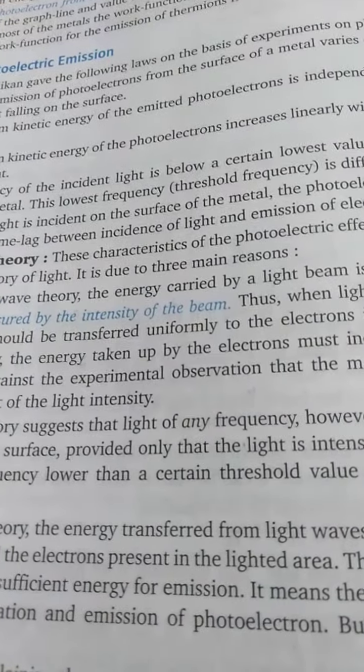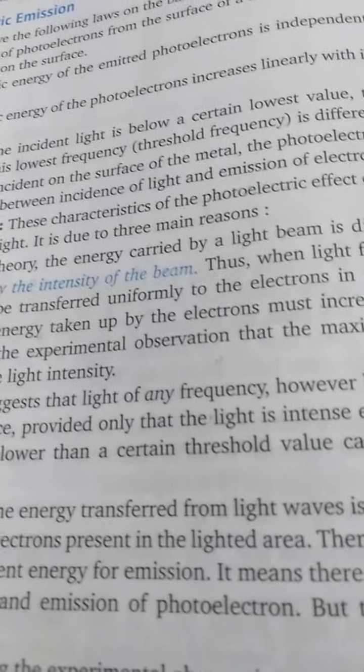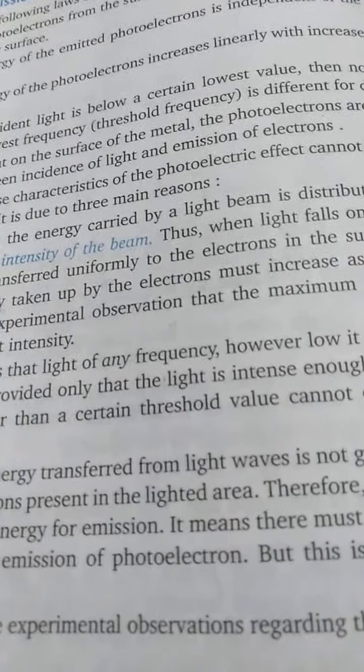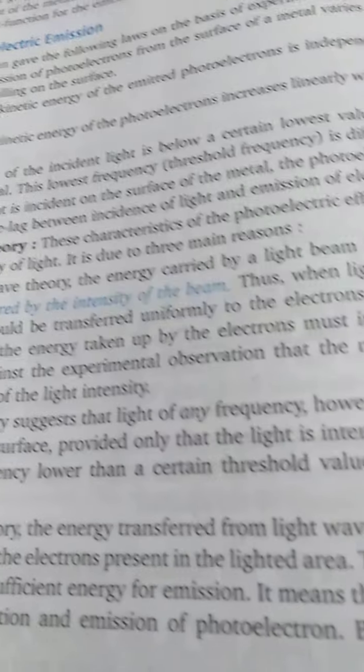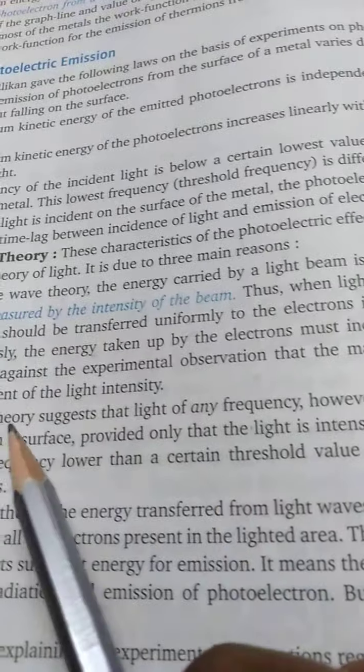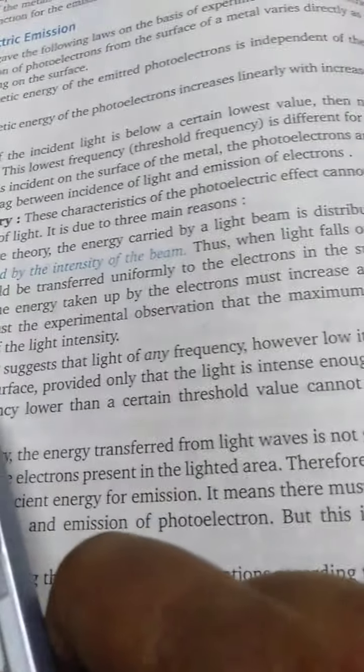But why is it so? This problem has not been explained by the wave theory. According to wave theory, all the electrons should come out all at once, but this is not observed. So this is the failure of the wave theory.